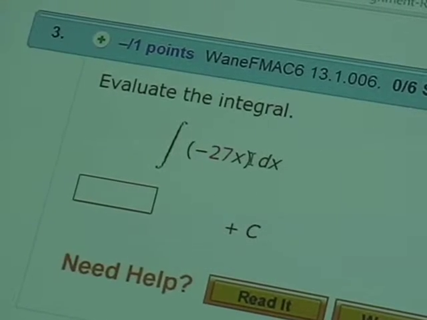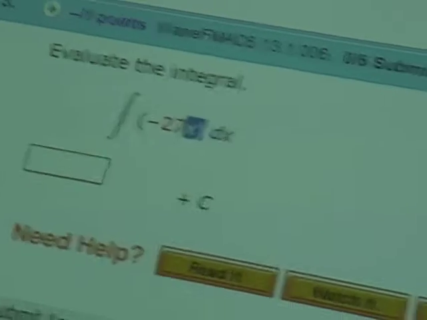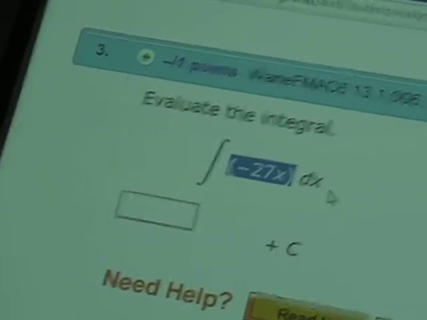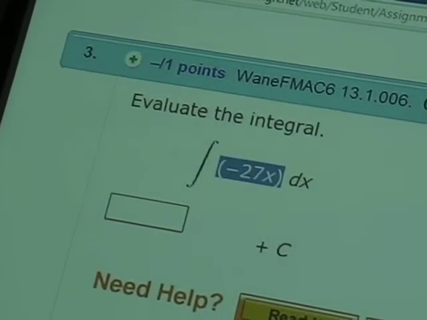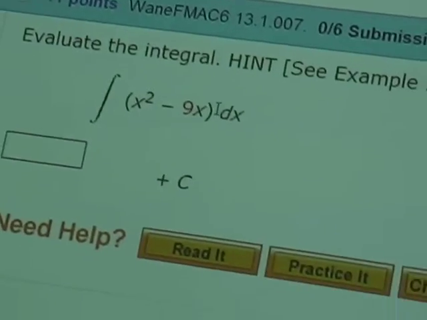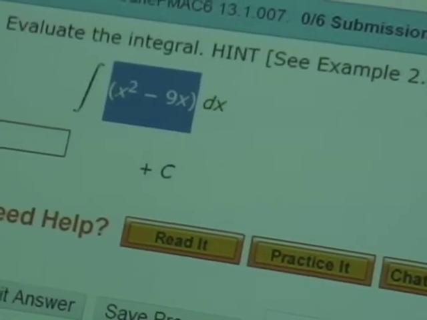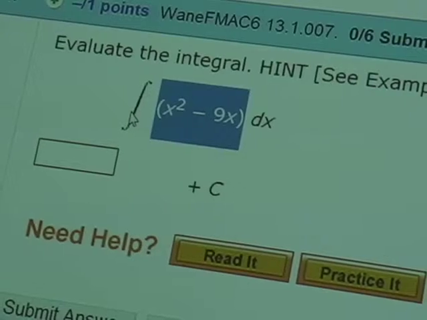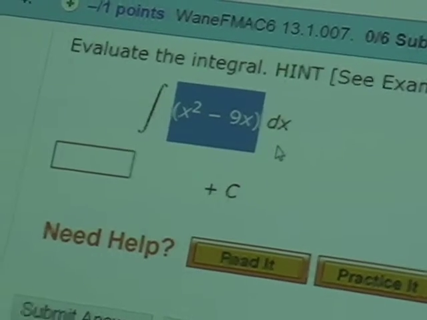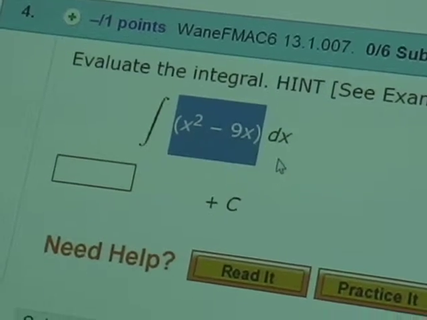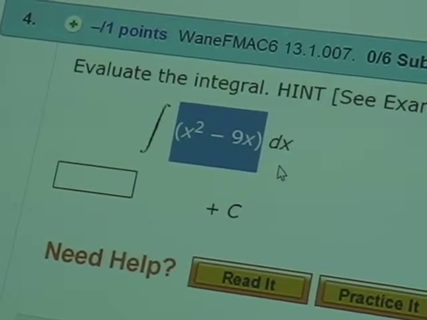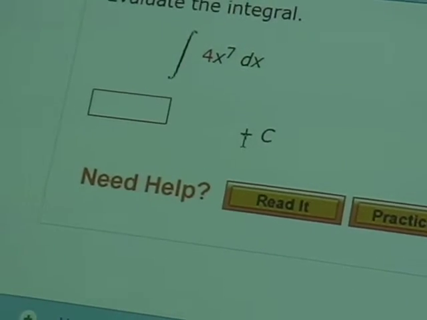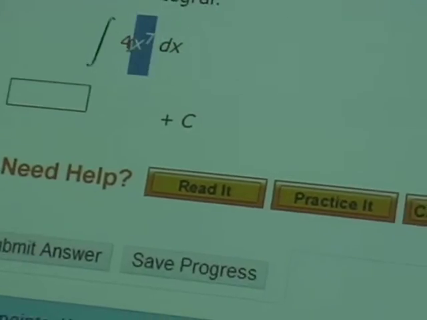How about in this one? Where is the function that we're working on? It's here, right? The rest of it is notation for the integral, but this is the function, negative 27x. How about here? It's here, right? X squared minus 9x. This and this are the sign for this new thing that we want to learn about called the integral. You get it so far?